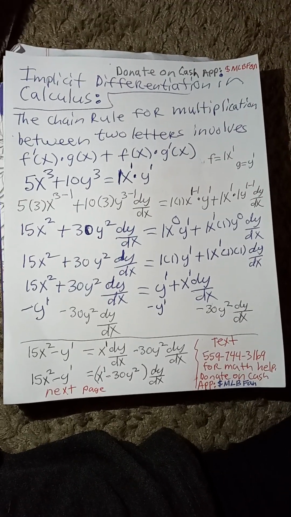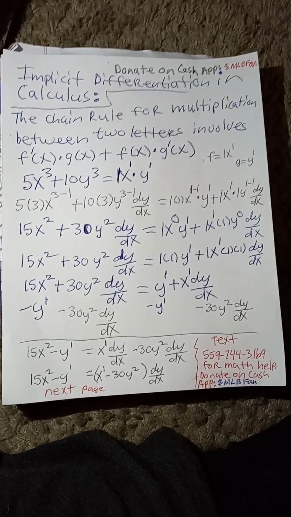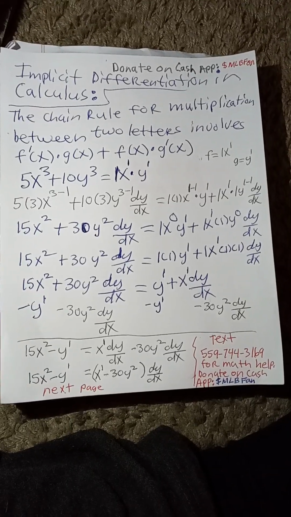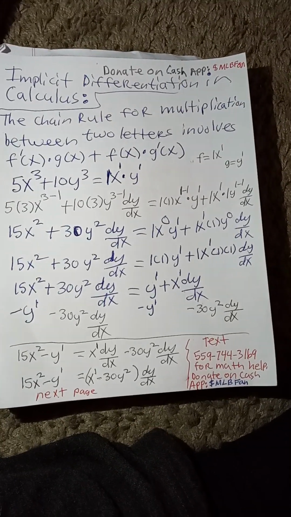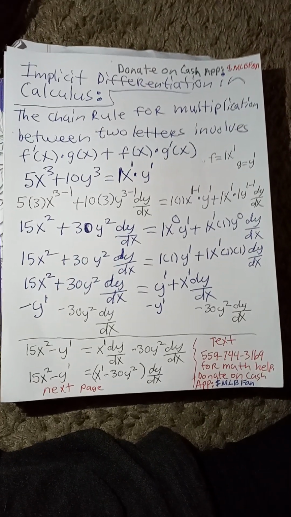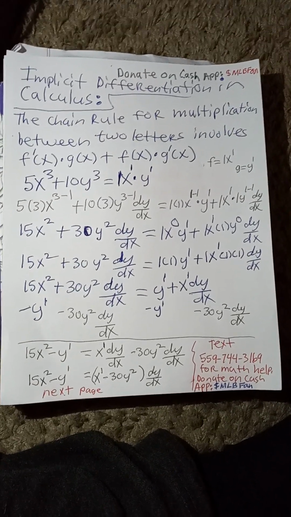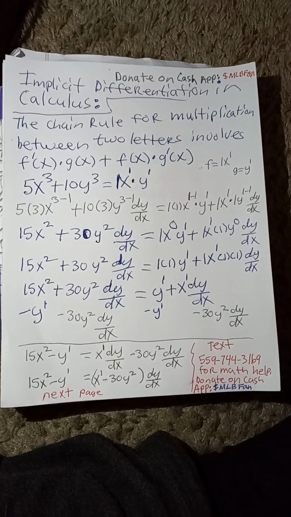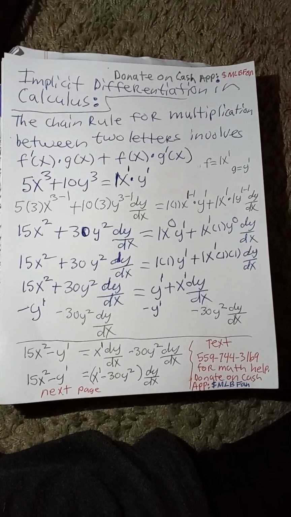The product rule for multiplication between two functions involves f prime of x times g of x plus f of x times g prime of x.